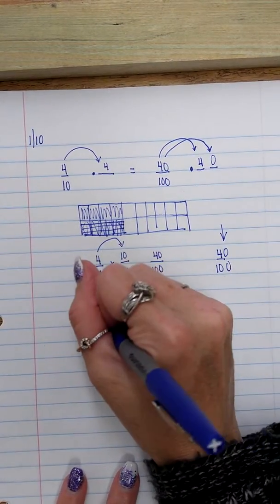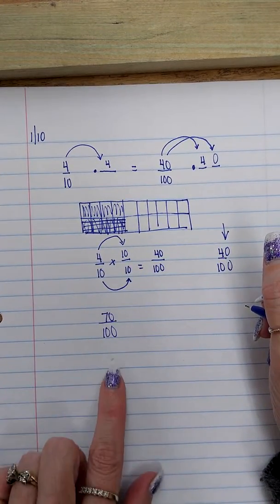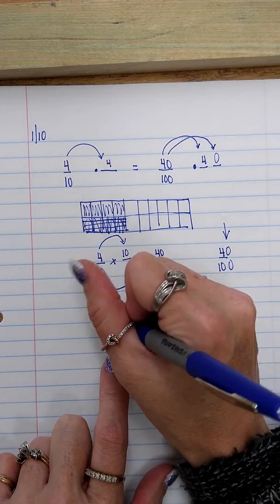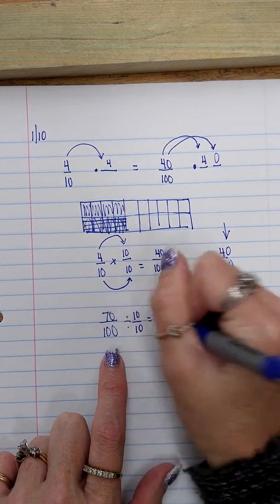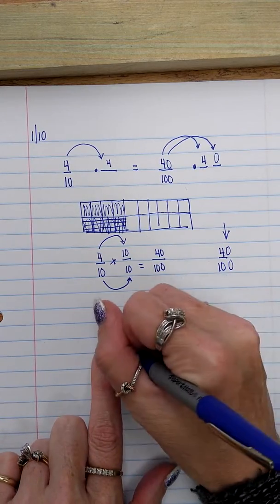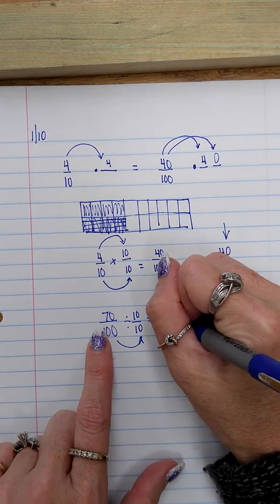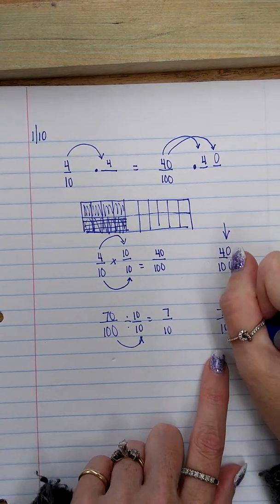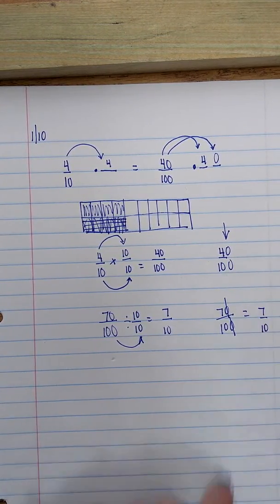In the opposite, if we had, let's say, 70 100ths, and I wanted to change this to a tenth fraction, I would divide both the top and bottom by 10. Whatever I do the top, I do the bottom. 100 divided by 10 is 10. 70 divided by 10 is 7. And this is the same thing as saying 70 over 100, 0 on the top, 0 on the bottom, 7/10.